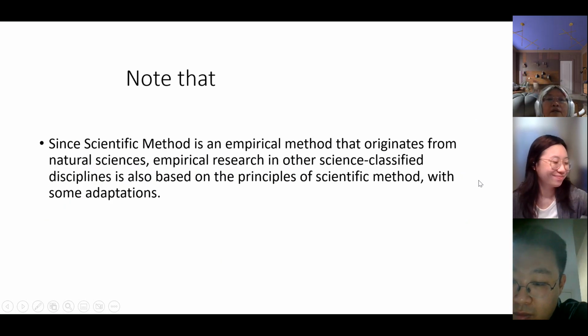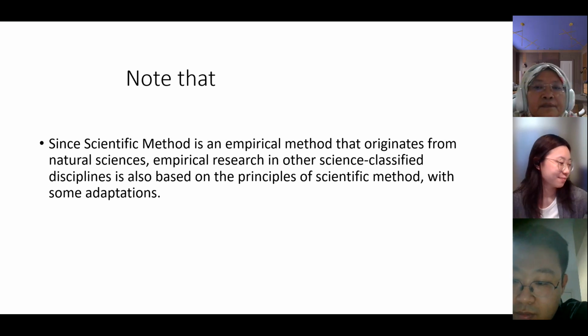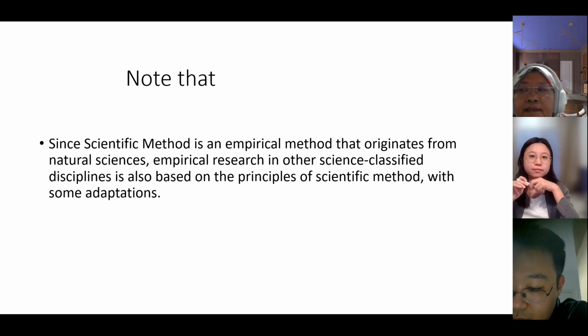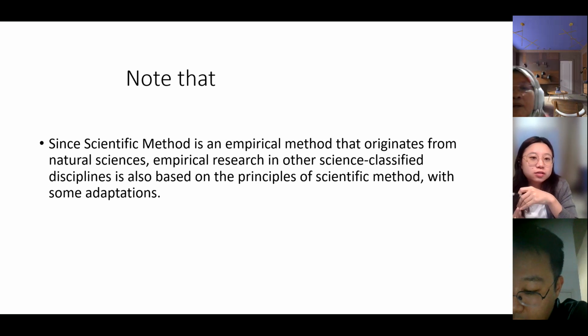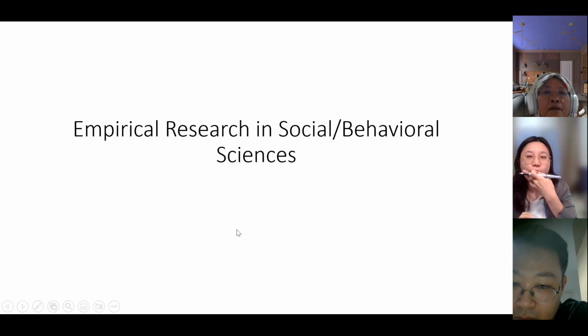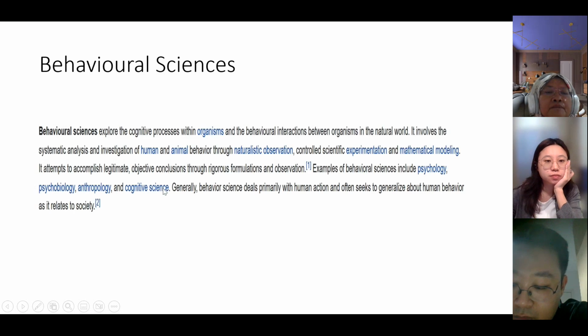Okay, so scientific method is an empirical method that originates from natural sciences. And empirical research in non-science fields also is based on scientific method, although with some adaptations, but nevertheless still using empirical. Okay, social science and behavior sciences.